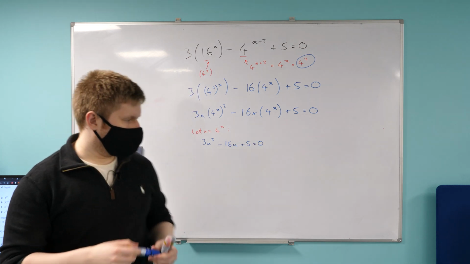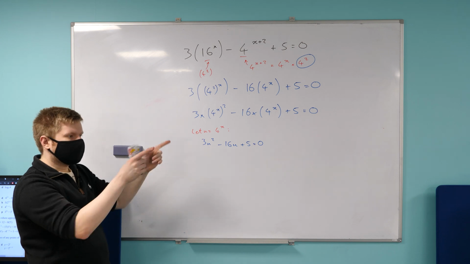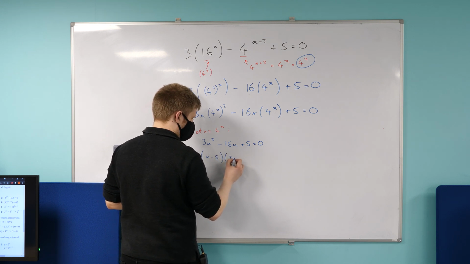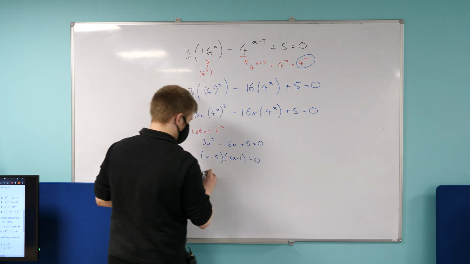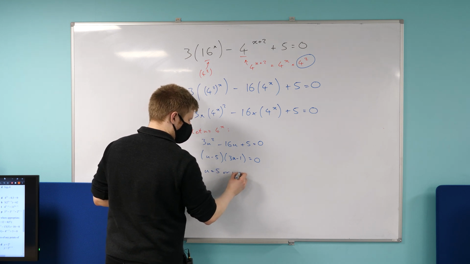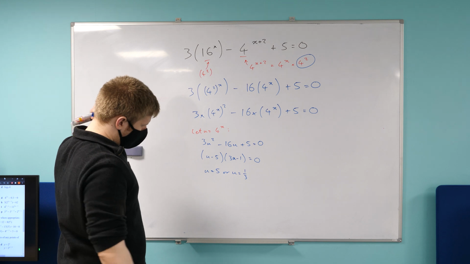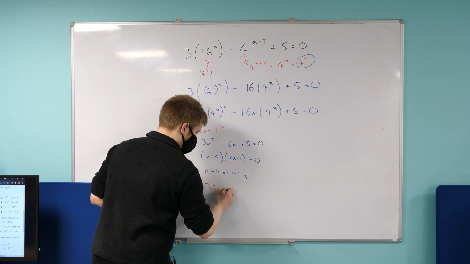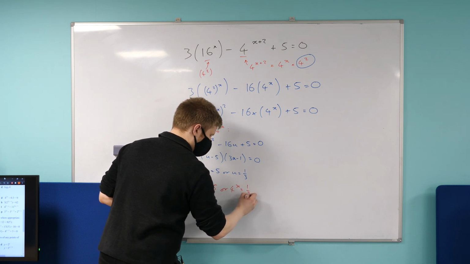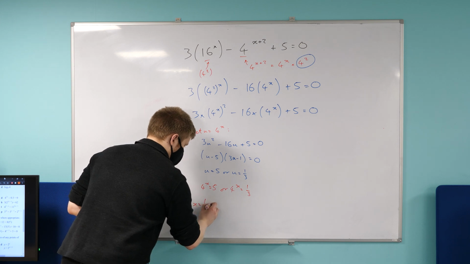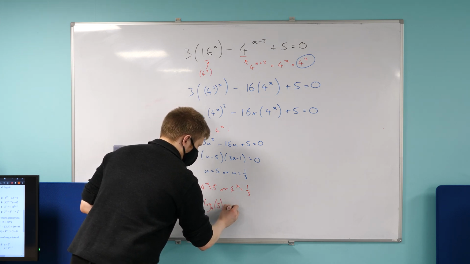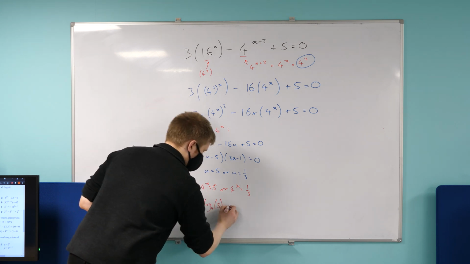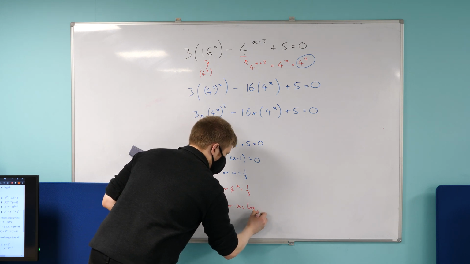Can you have a go at factorising that for me? So what did you factorise this to? Just give me the 2 brackets. U minus 5, 3u minus 1. Good. Which means u equals 5, or u equals a third. So, obviously u is equal to 4 to the power of x. So we get 4 to the power of x equals 5, or 4 to the power of x equals 1/3. Which means that x in each case will be log to the base 4 of 5, or x equals log to the base 4 of 1/3.